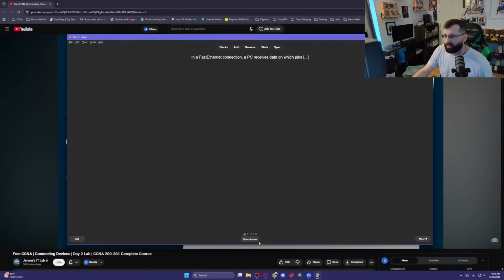In a Fast Ethernet connection, a PC receives data on which pins? 1 and 2, right? 3 and 6. I knew that because the switch is the only one that's different. Okay. Which is cheaper, single mode or multi-mode? Multi-mode.